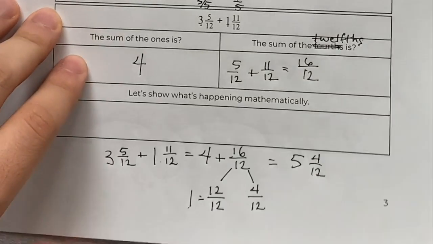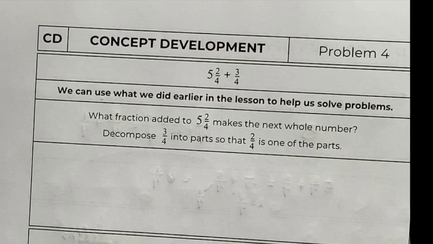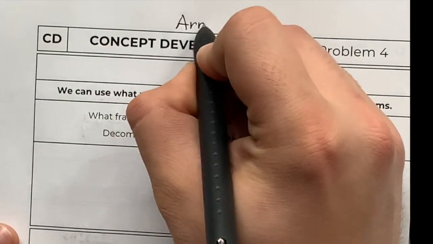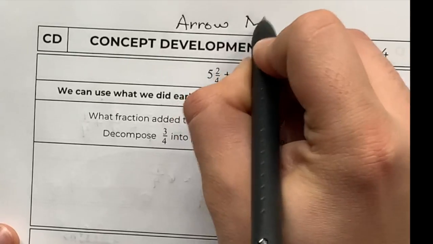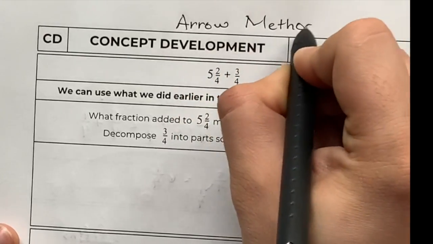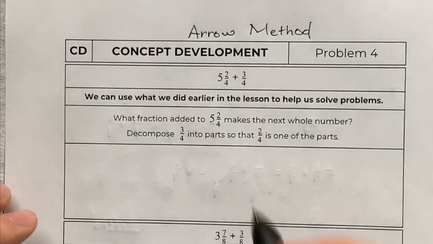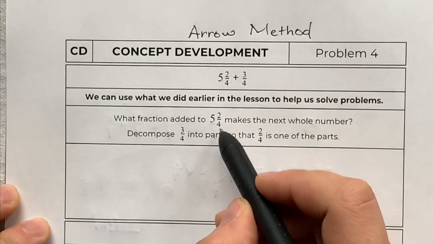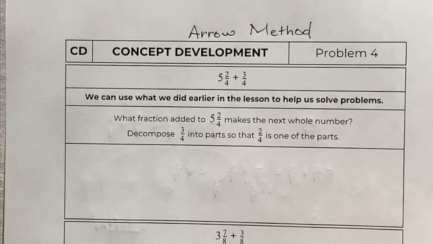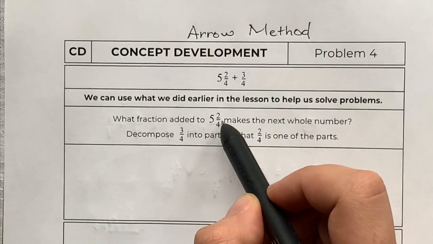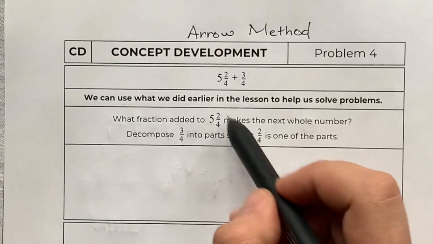Just like that. There's one other method we can use to help us solve these problems. It's called the arrow method. So when you think to yourself, we're going to use the arrow method, and a method is just a way of doing something. Okay, so in my head I'm going to think to myself, what fraction added to 5 2/4 makes the next whole number? So how many fourths do I need to get from 2/4 to 4/4?